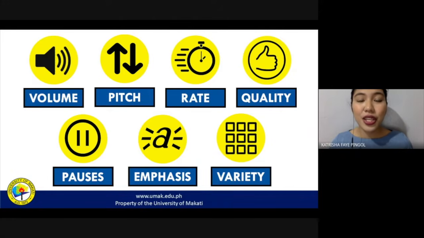Last but not the least, in terms of using our voices in communicating, you also need to consider variety. You would notice that when you talk, it's not monotonous. More often than not, it varies in volume, pitch, rate, and quality. Okay, so there is variety. By default, there is already variety. It's just a matter, of course, of knowing when to change it up, when to give that flavor to your voice usage.